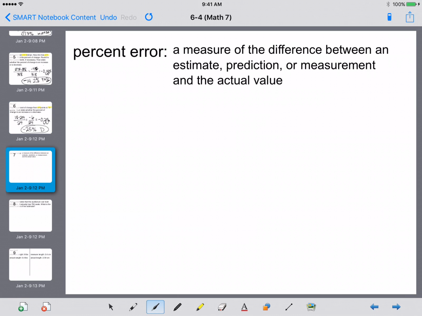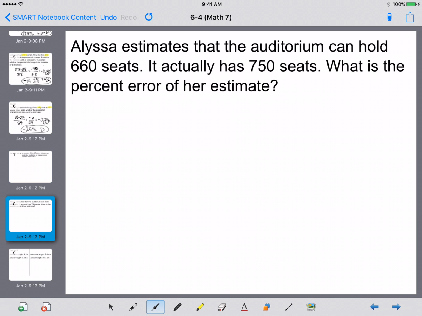Our next vocab word here is percent error, and that's a measure of the difference between an estimate, prediction, or measurement and the actual value. So sometimes you guess something and it's a little different than what the actual thing is. So you figure out what the error you had, the percent of change error. So here it says Alyssa estimates that an auditorium can hold 660 seats. It actually has 750 seats. What is the percent error of her estimate?